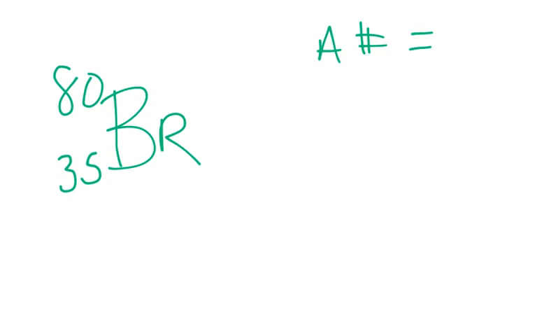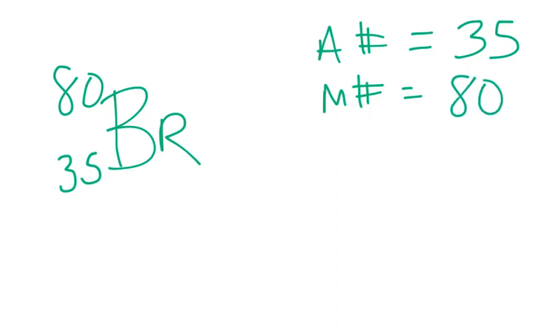Let's look at Br 80, 35. Okay, again, I'm going to make really quick abbreviations just so this doesn't take as long. What's the atomic number? Good, atomic number is 35. What's the mass number? Mass number is up top, that's 80.